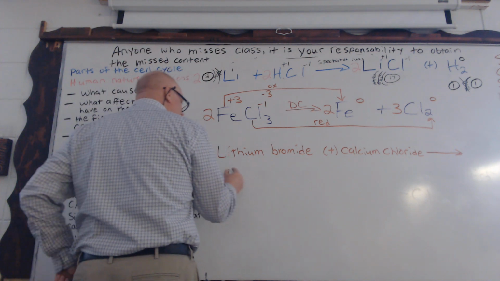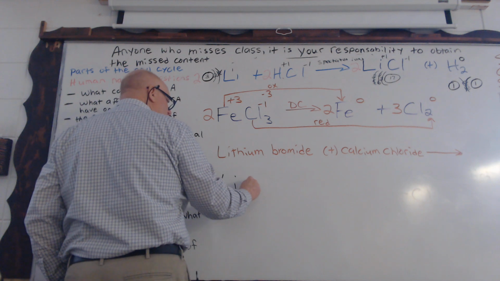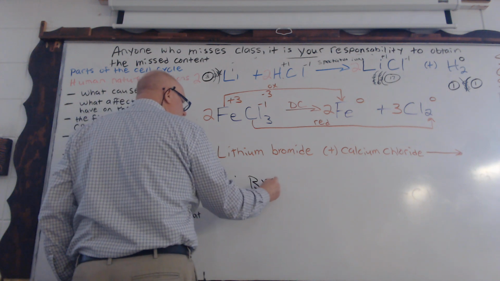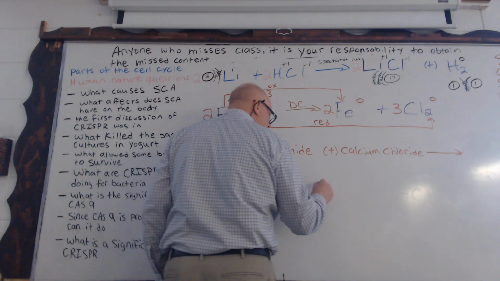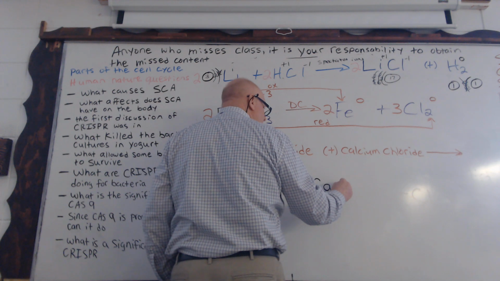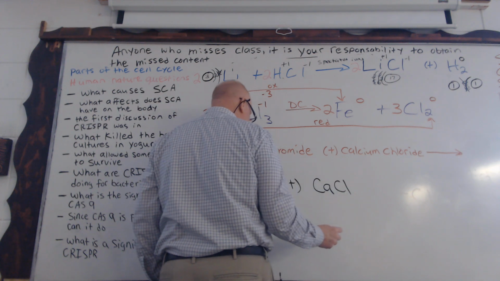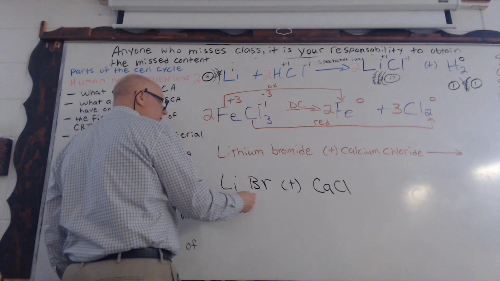Okay, so now we're going to write this out. What's the symbol for lithium? Li. And bromide is Br. And then we're adding some calcium chloride, and chloride is Cl. Do we need to change anything with this?